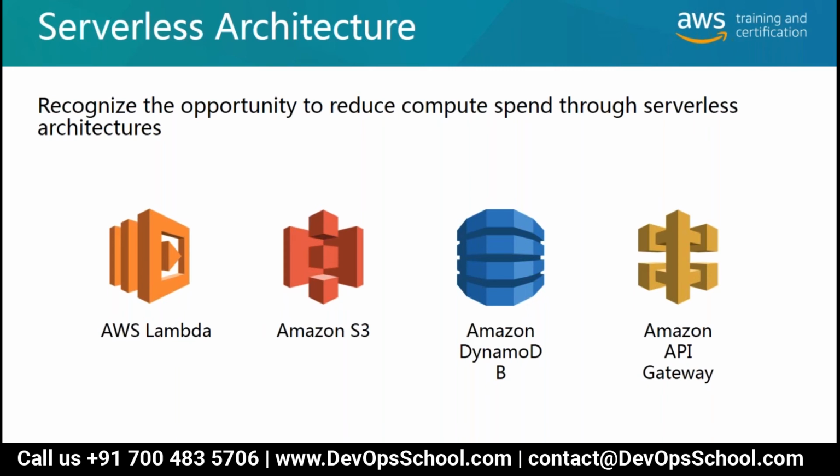Whereas API Gateway is also one of the fully managed services which AWS gives as an offering. It allows developers to create and publish their APIs.